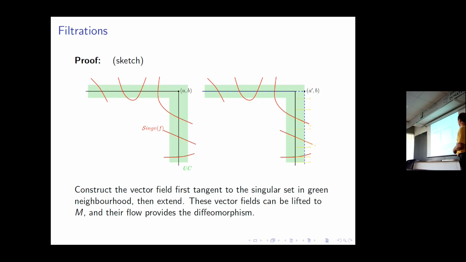And then now the point is that because of the shape of our singularities, these vector fields lift up to a vector field on the manifold. Right?